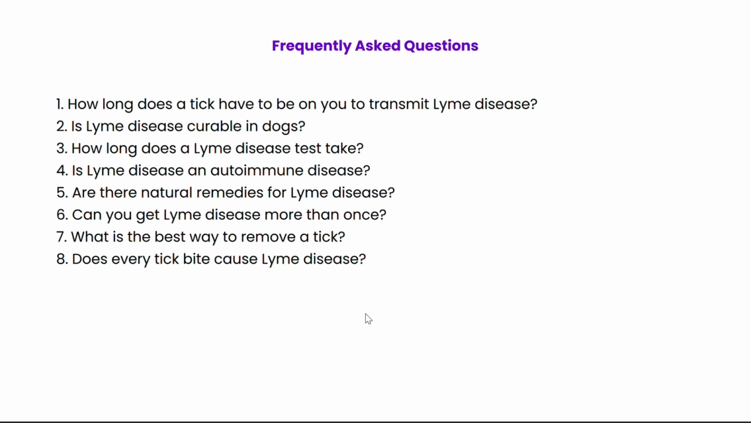Another important question is, can you get Lyme disease more than once? Unfortunately, yes, you can get reinfected with Lyme disease. Immunity following a Lyme disease infection is not always lifelong or complete. So it's possible to contract the disease again if you are bitten by another infected tick.